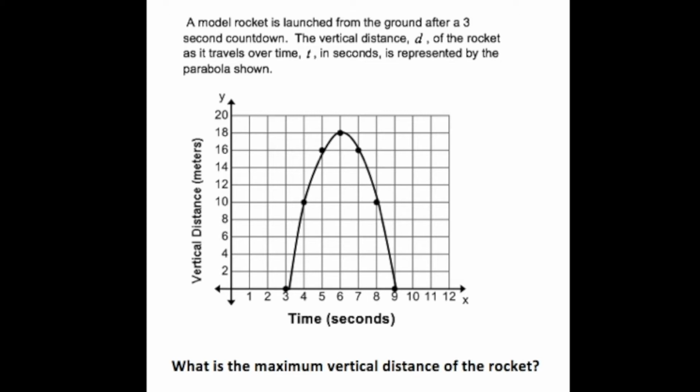This example: a model rocket is launched from the ground after a 3-second countdown. The vertical distance d of the rocket, as it travels over time t in seconds, is represented by the parabola shown. You'll notice that time is our x-axis and vertical distance is our y-axis. What is the maximum vertical distance of the rocket? To answer this question, we want to look at the vertex of our quadratic function. The vertex is this point right here. The vertex is at (6, 18). So the maximum vertical distance is the y value of that point. The maximum vertical distance of the rocket is 18 meters.